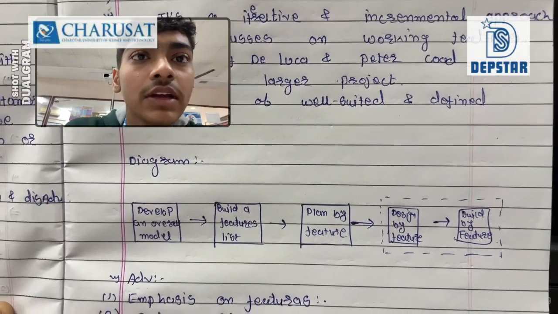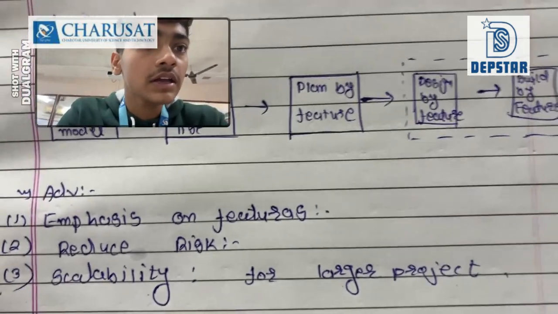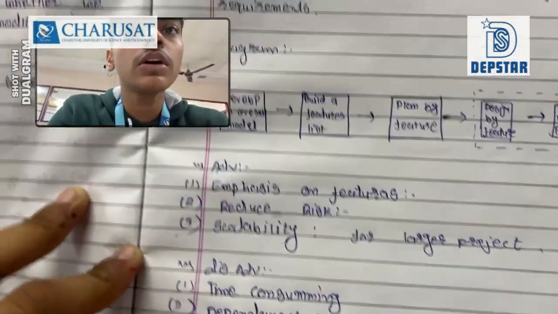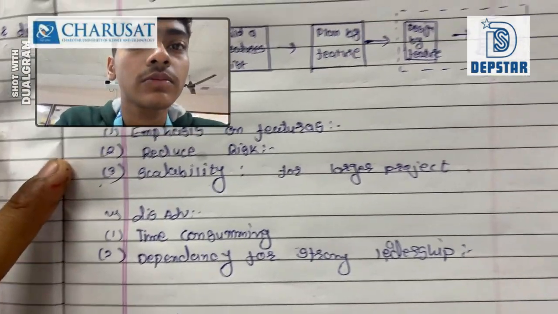And the last step is build by feature. In this step, we code our software.